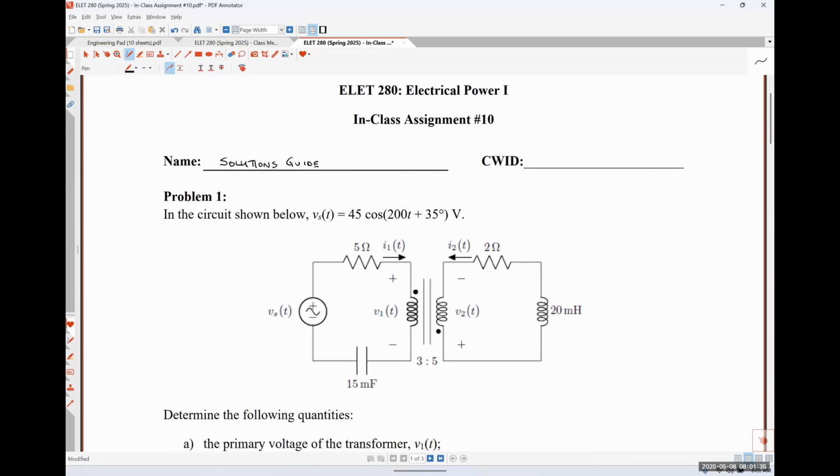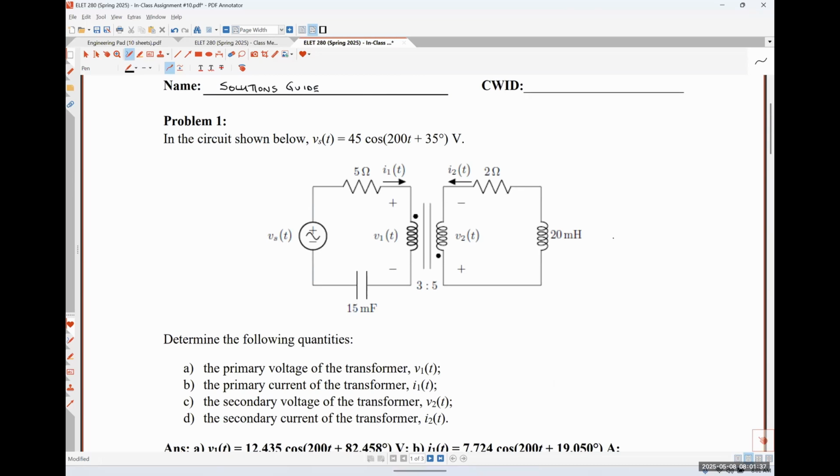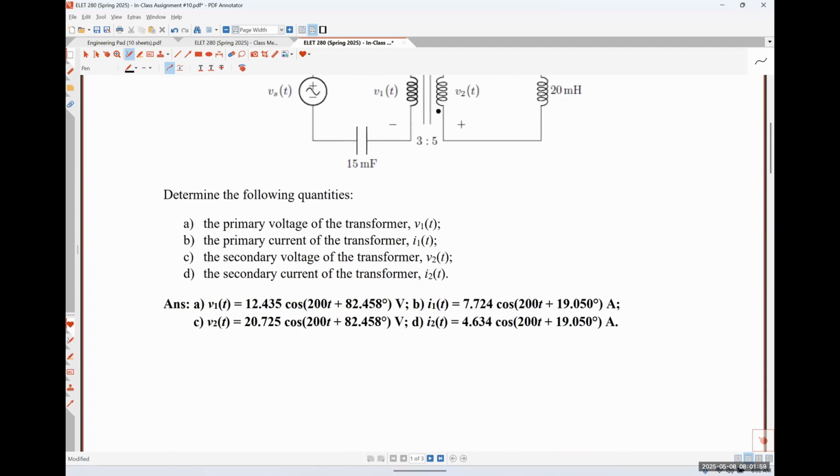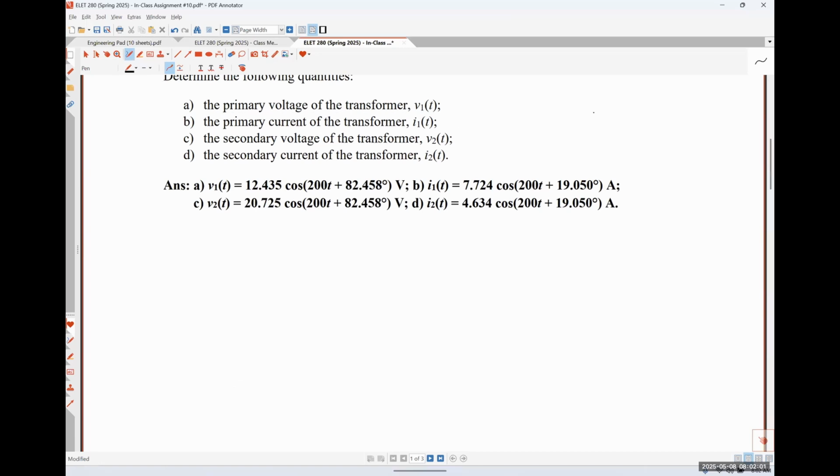And our first circuit is this guy here. We're interested in finding the primary voltage and current and the secondary voltage and current for our transformer system. Okay. So the first thing that we are going to need to do is to convert our circuit from the time domain into the frequency domain. Again, this is nothing that we haven't done before. So I'm going to come down here and do just that.